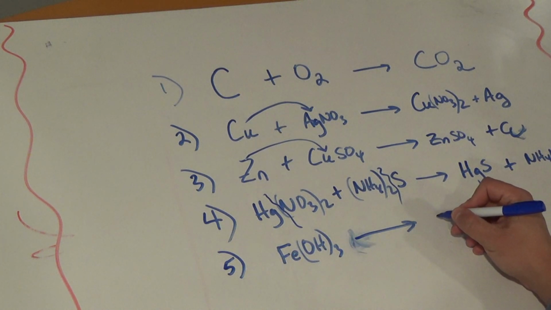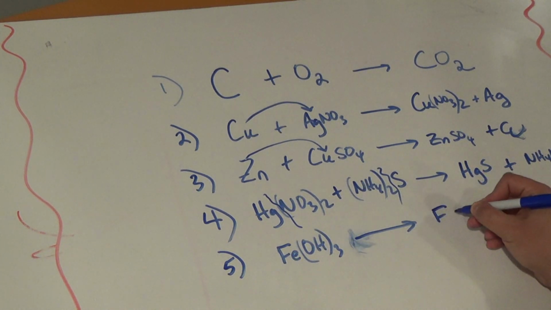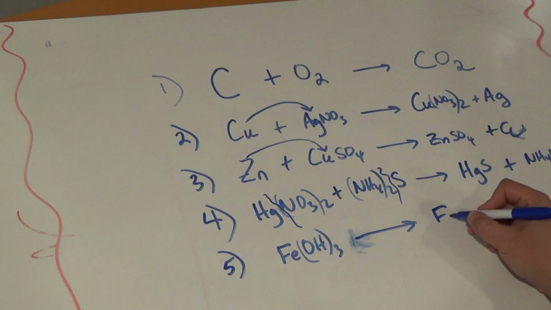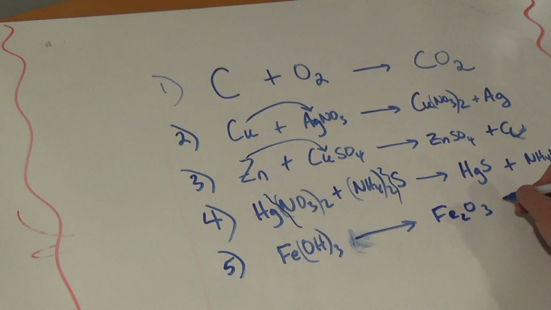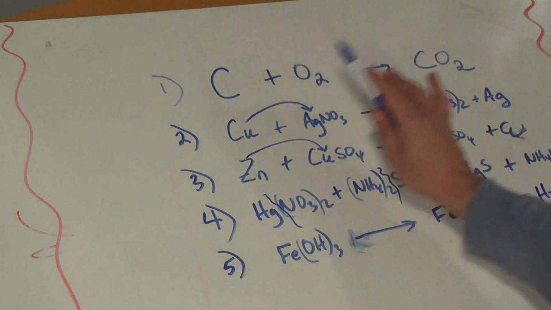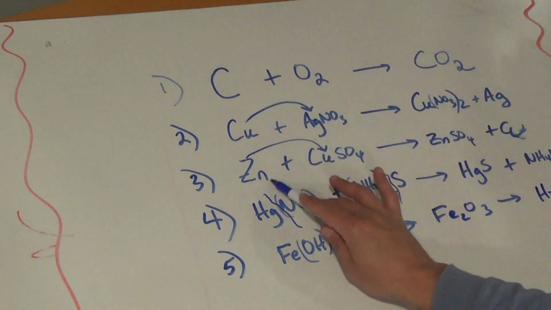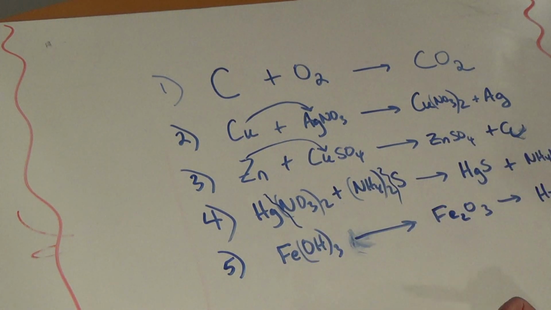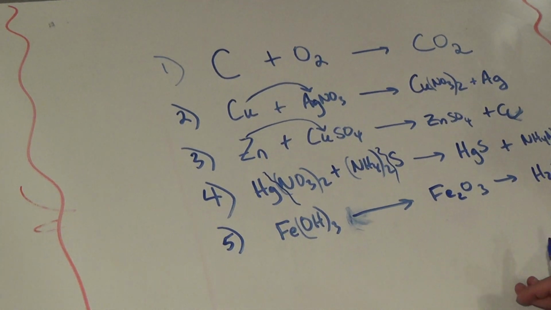So you're going to be getting iron 3 oxide. If iron has oxidation number 3, oxide is 2 negative, it's going to be Fe2O3. And what else? What number are we on? Number 5, water. So those are your products right there. So right here, let's go back again: synthesis, single replacement, double replacement, decomposition. Okay, I'm going to do one more, then I'm going to erase.